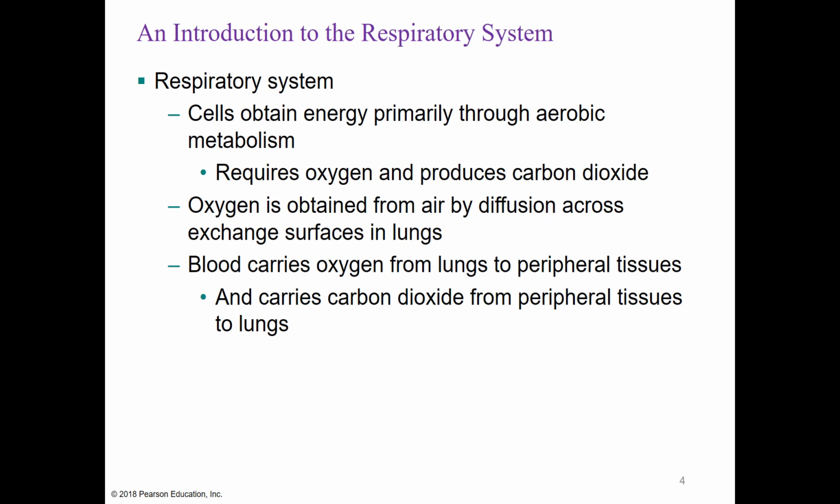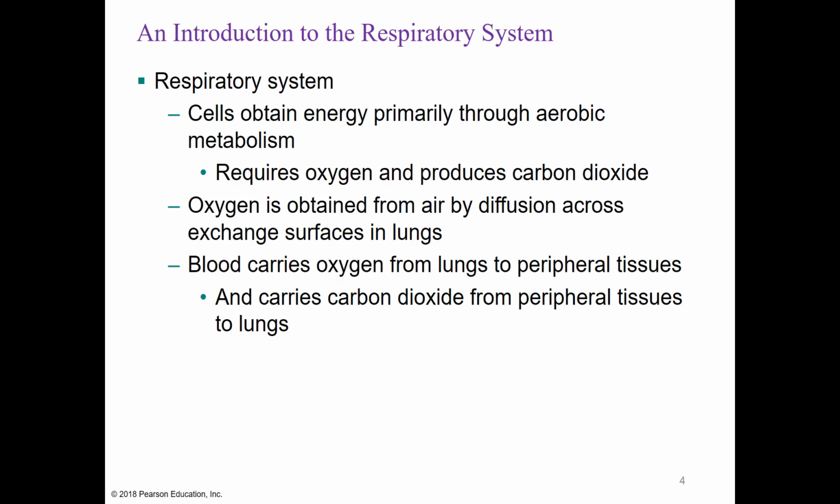So the respiratory system, of course, is going to talk about how we distribute oxygen to our tissues and then take CO2 as a waste from those tissues and rid it from the body. Our cells get energy primarily through aerobic metabolism, aerobic meaning with oxygen. So it's going to require oxygen and then produce carbon dioxide. Oxygen is obtained from the air by diffusion across the exchange surfaces in the lungs. And that's going to be referring to our alveoli, which we'll get to a little later.